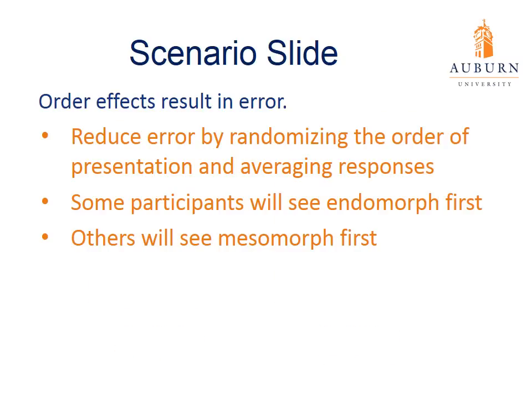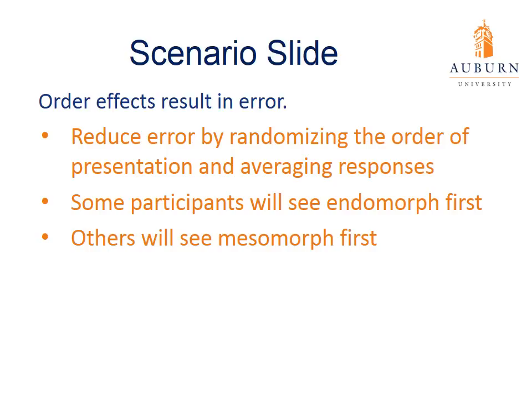Because as researchers we know that the order of presentation matters when it comes to within groups designs, we want to make sure that we don't present the same order to all of our participants. So the best way to combat the order effect, or the error due to an order effect, is to randomize the order of presentation. So some participants will receive the endomorph body type first, others will see the mesomorph body type first, and over many observations we'll be able to average out the error in the order of the presentation.